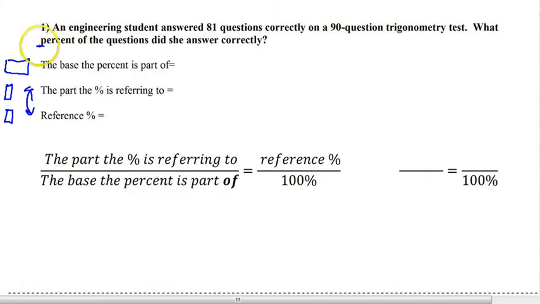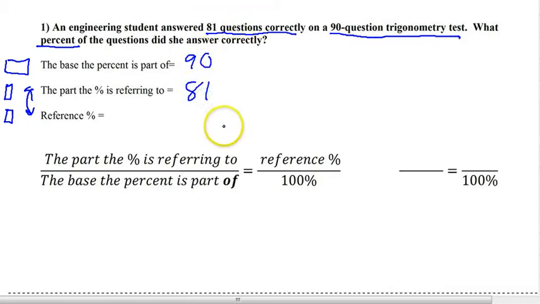Okay, so an engineering student answered 81 questions correctly on a 90-question trigonometry test. What percent of the questions did she answer correctly? Since we have a percent word here, we're looking for a percent equation. If you look, we have 81 questions correctly, and we have a 90-question trigonometry test. Which of these two numbers would be the part, and which one is the base? So remember, the base is the entire whole piece, and that would be the entire test. That is our base. And these 81 questions, well, they're part of that base. That's why we call it a part.